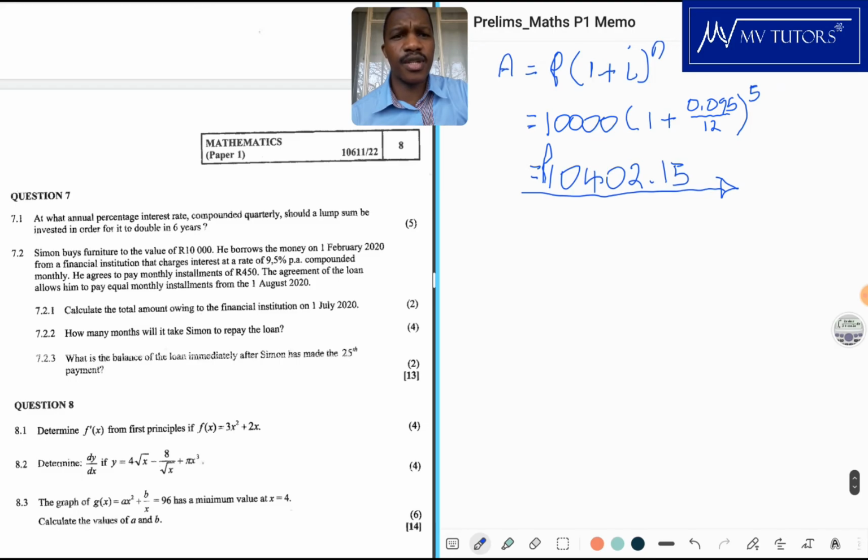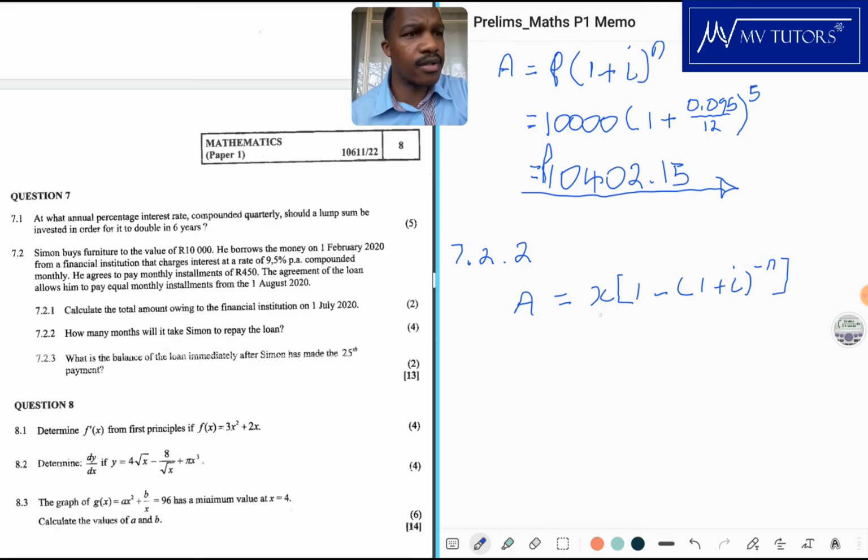Now it says, how many months will it take Simon to repay the loan? Now we're solving for the number of months. It's very important to get the right equation once again, and the equation that we will be dealing with here is the annuity equation, where we have A is equal to X, square bracket, 1 minus (1 plus i) close the brackets, to the power minus n, square bracket, and all of this divided by i, just like that.